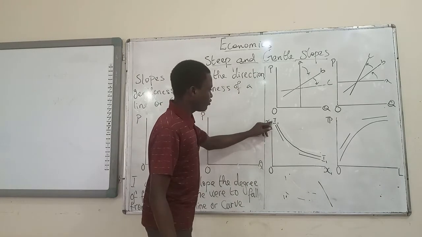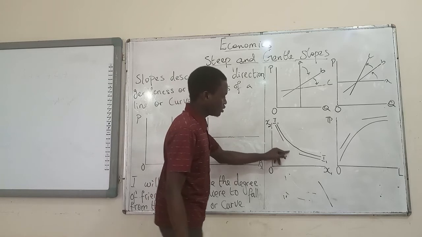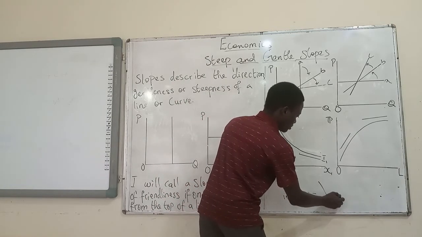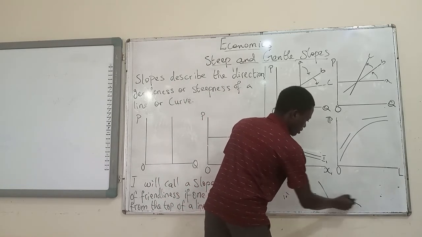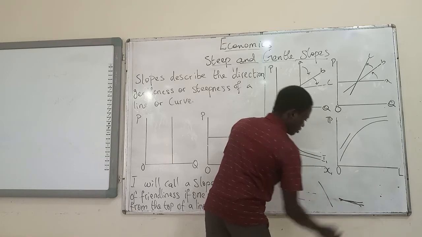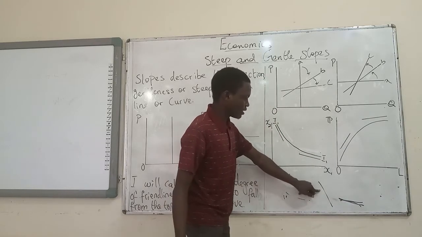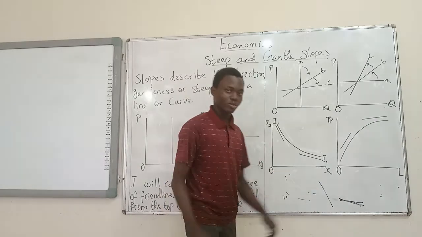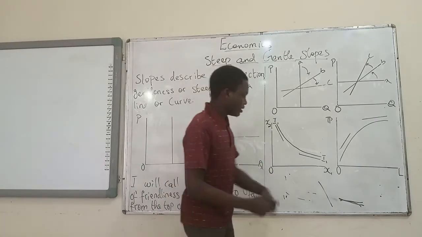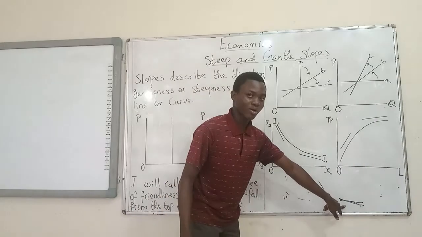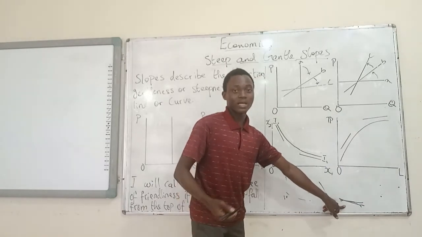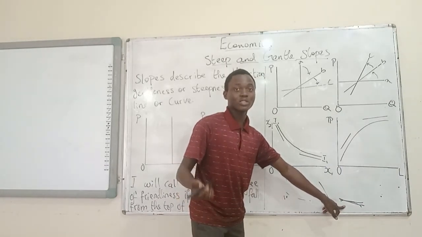Now, as you move from left to right, the slope continues to change until you then have something like this. Oh, sorry. Something like this. Now, when you compare this line to this line, what do you conclude? Now, you see, this line is gentler or flatter. So that's another adjective that we use when we talk about gentle slopes.